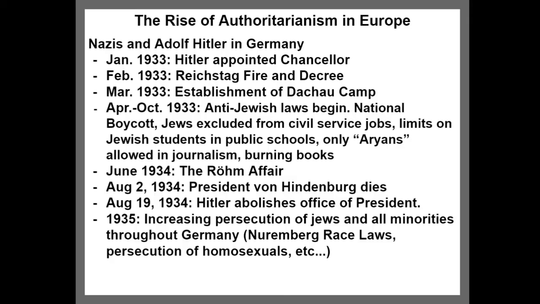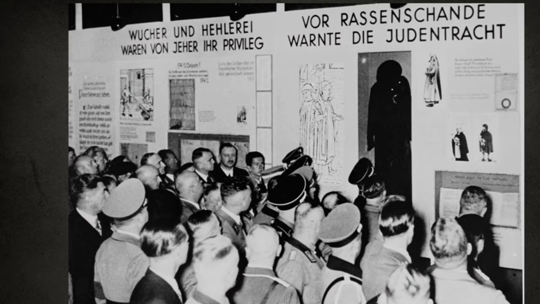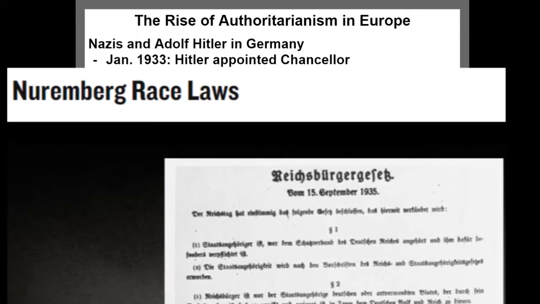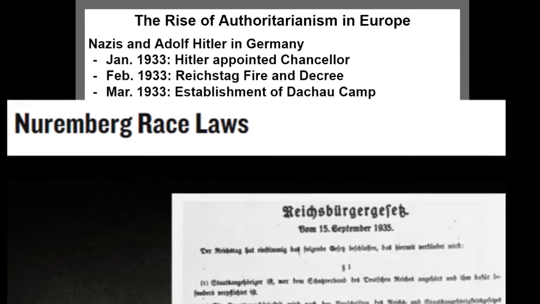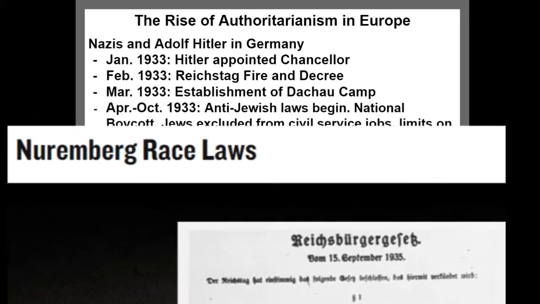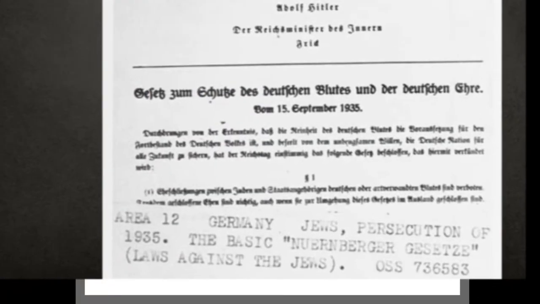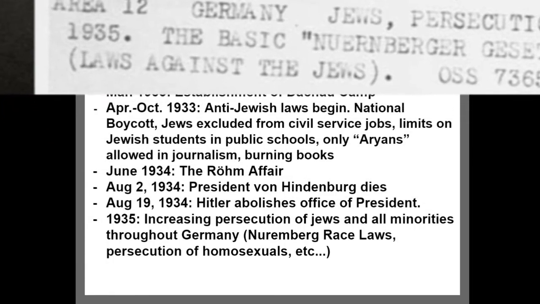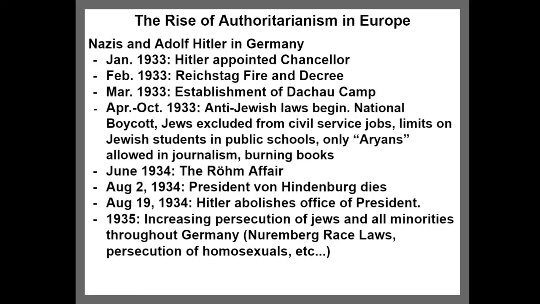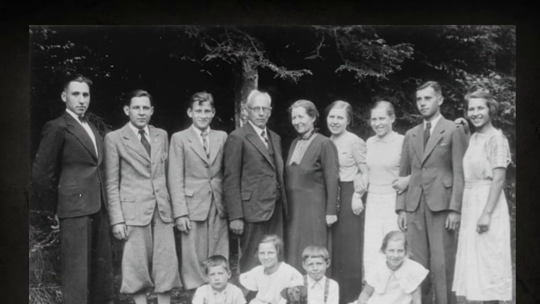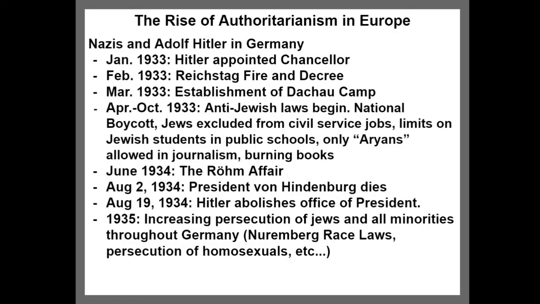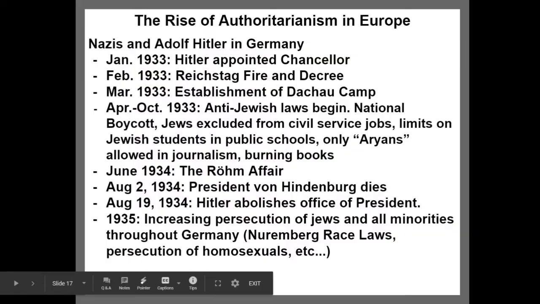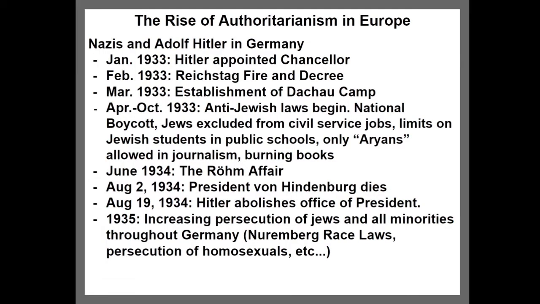Throughout 1935, there was increasing persecution of Jews and really of all minorities throughout Germany. There were many laws that restricted the rights of Jews. Other minorities such as gypsies, homosexuals. There was a ban of Jehovah's Witnesses and other religious organizations. And so basically, by 1935, you have full authoritarian rule in Germany under Hitler.